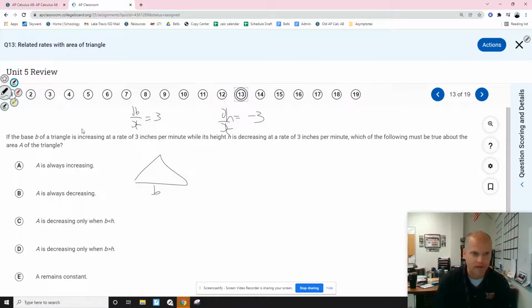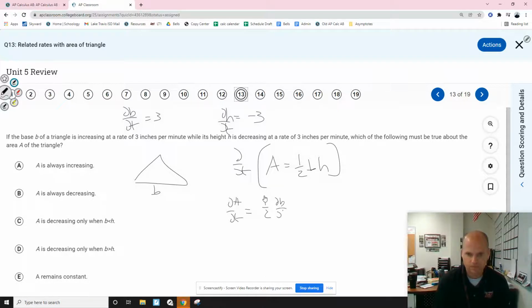Which of the following must be true about the area of the triangle? Always increasing, always decreasing. The area of a triangle is 1/2 base times height, but the base and the height are changing. So you have to use the product rule here again, which I don't like doing. We tried to prevent it. dA dt equals 1/2 dB dt, h plus dH dt times 1/2 b. dB dt is 3. So I get 3/2 h. dH dt is negative 3. So I have negative 3/2 b.